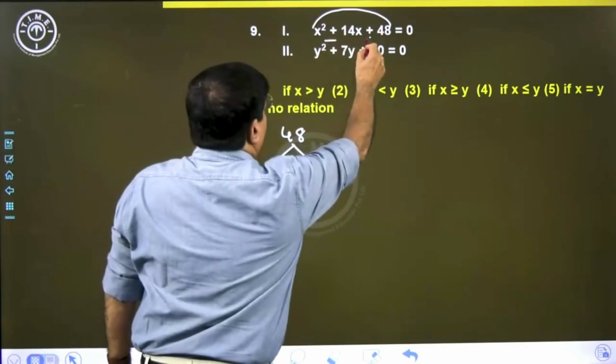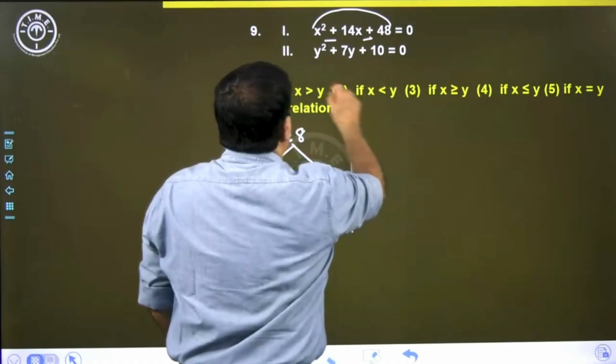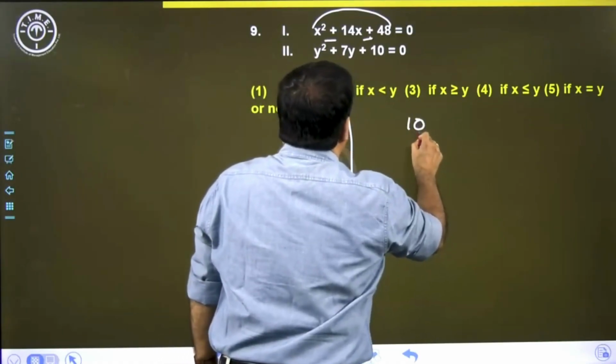The signs in the equation are plus and plus. So here the root sign will become minus. Next number, 10 into 1 is 10.